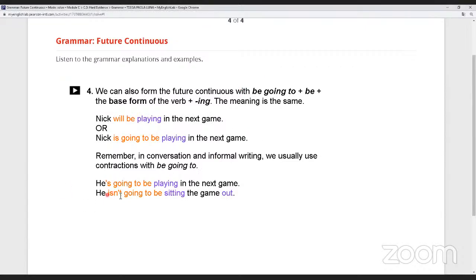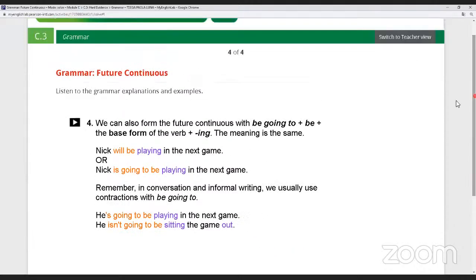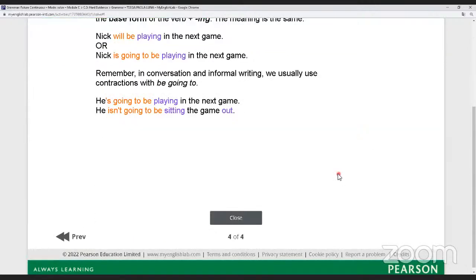So the negative, you already know how to use it. He is not, or he isn't. And we use contractions only in informal conversations. So that will be everything about the lesson. Is there any question maybe? No, Miss.